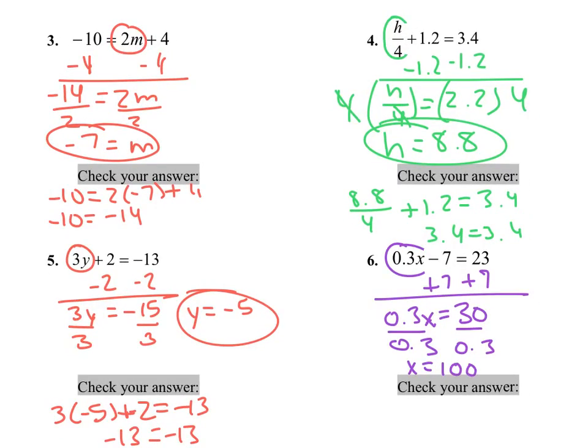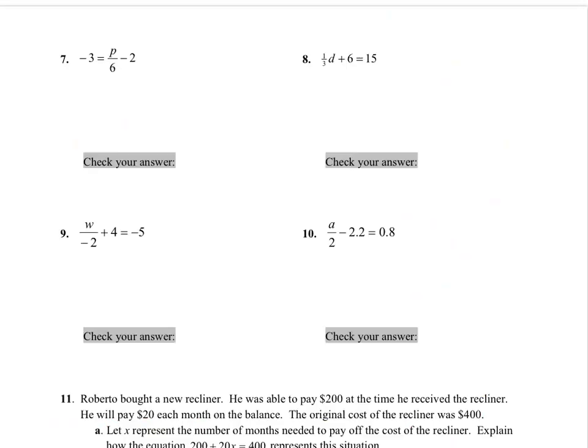Let's go ahead and check that. So I go 0.3 times 100 minus 7 equals 23. 0.3 times 100 is 30. And then 30 minus 7 is 23. Does that equal 23? Yes, it does. So that is a solution to this equation. Okay, let's go to the back side. Your instructions for the back side are exactly like they were on the front. Solve it and check it.